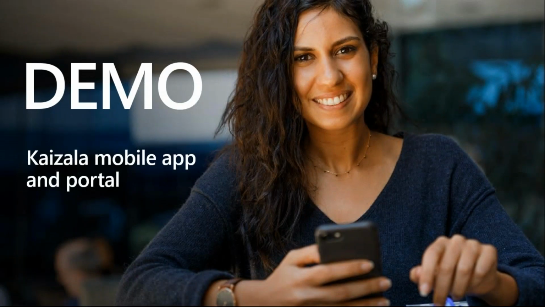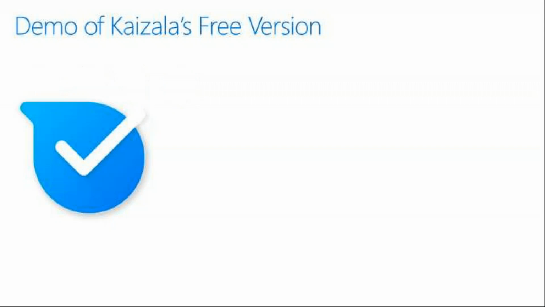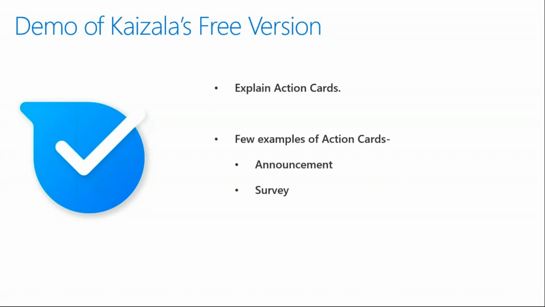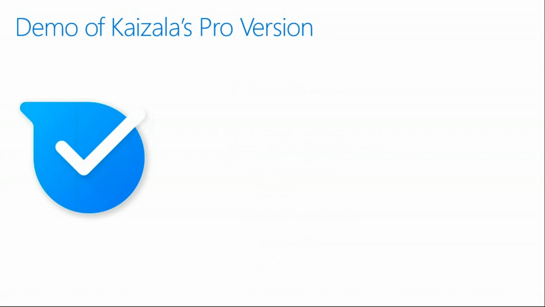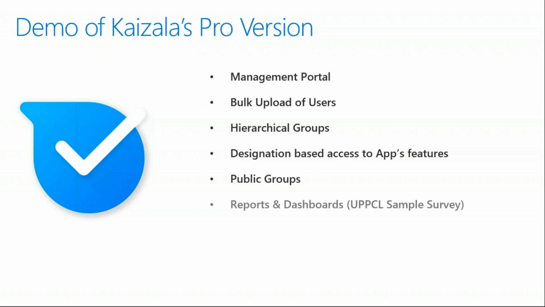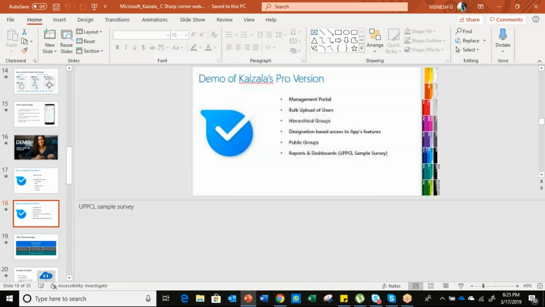So it's enough of me talking about this product. It's time to see a cool demo. We are going to show you a demo, and as I said, Kaizala has two different versions. I'll be talking about the licensing later, but just to help you understand, we have two different versions. One is the free version, where you get to do chatting and other action cards and things of that sort. And in the Kaizala Pro version, you get to see the management portal, how you create groups, things of that sort. So over to you, Vijay, for the demo. I'm going to make you the presenter.